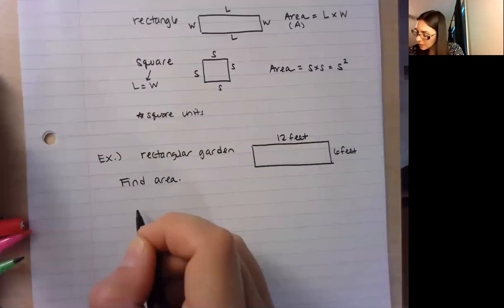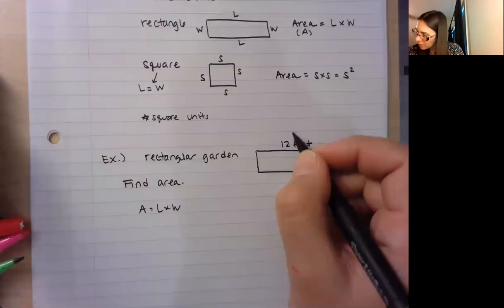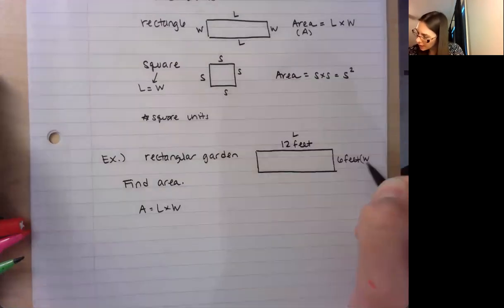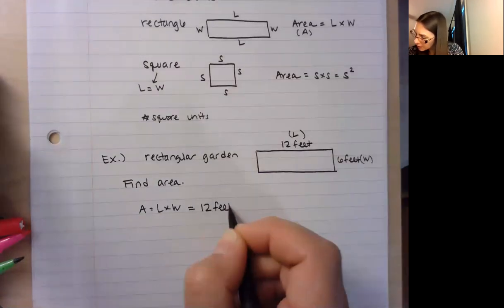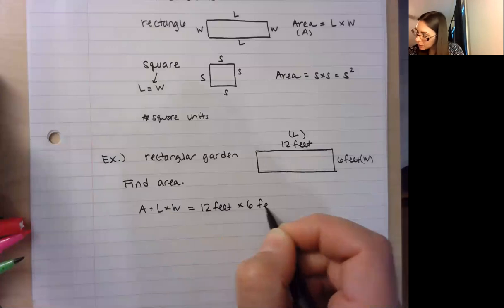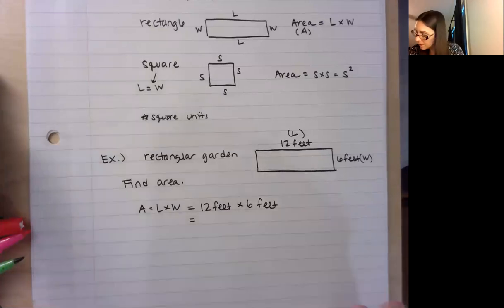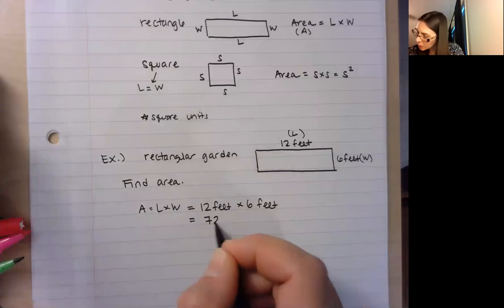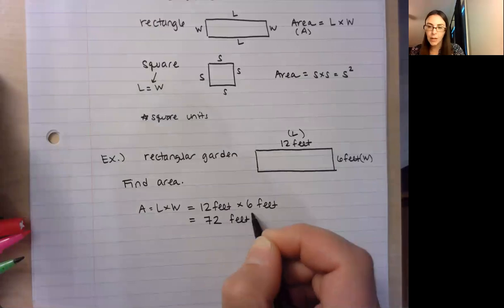So our area is going to be the length times the width. I'll call this my length and I'll call this my width. So I'm looking at 12 feet times 6 feet. Now, 12 times 6 is a multiplication fact. It is 72. And then what happens is when you get feet times feet, you end up with feet sort of squared. So how do you write that?